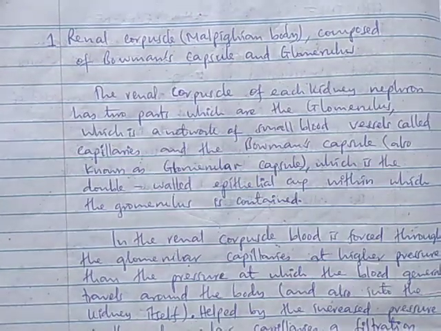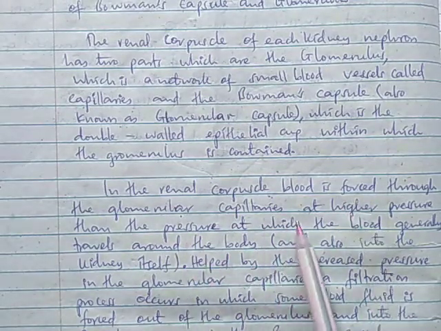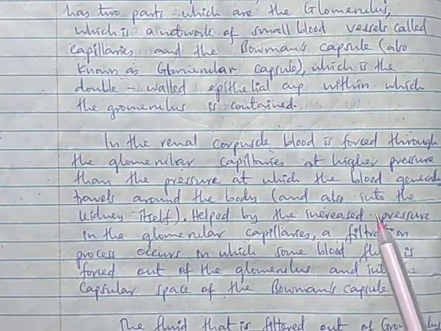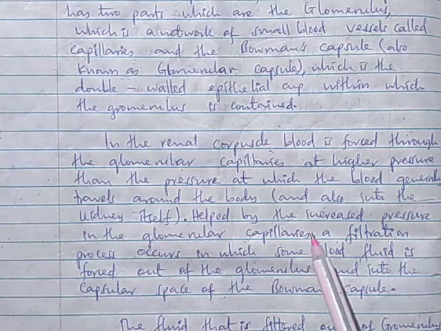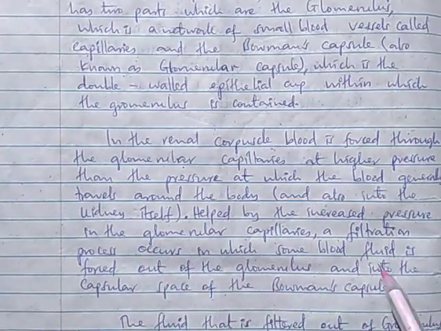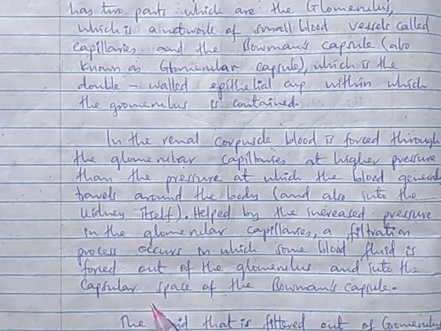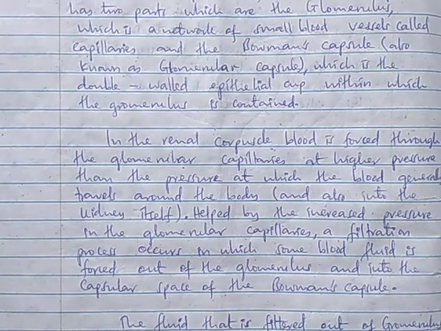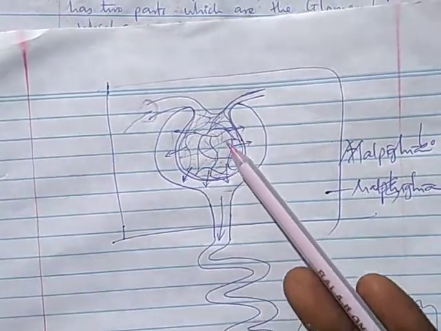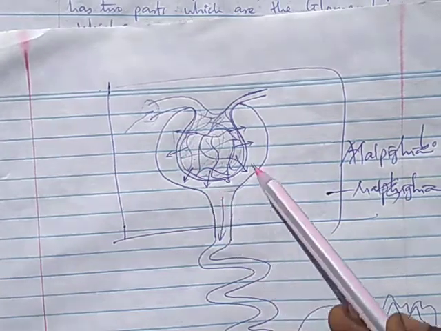Kwa nachokisema ni kwamba in the renal corpuscle, blood is forced through the glomerular capillaries at a higher pressure than the pressure to which the blood generally travels around the body, and also to the kidney itself. Helped by the increased pressure in the glomerular capillaries, a filtration process occurs in which some blood fluid is forced out of the glomerulus and into the corpuscular space of the Bowman's capsule.